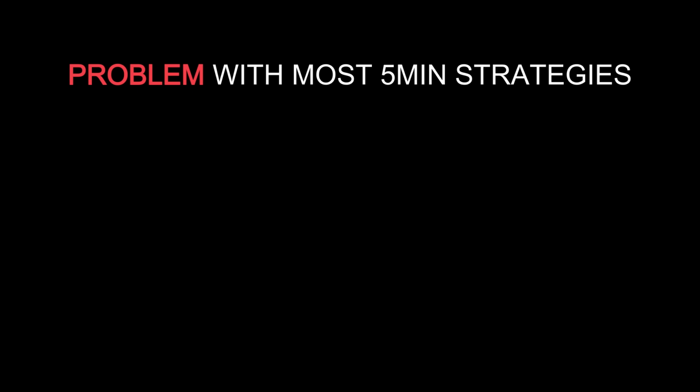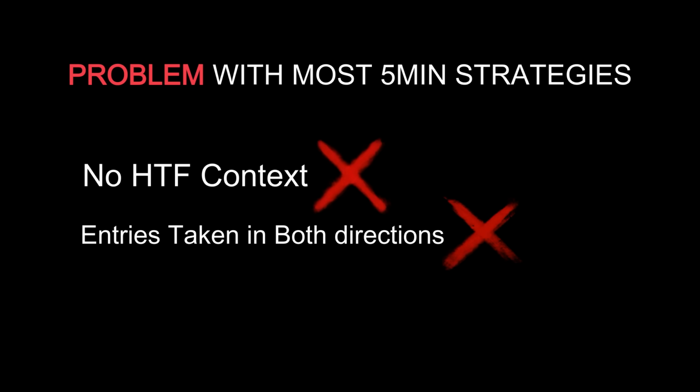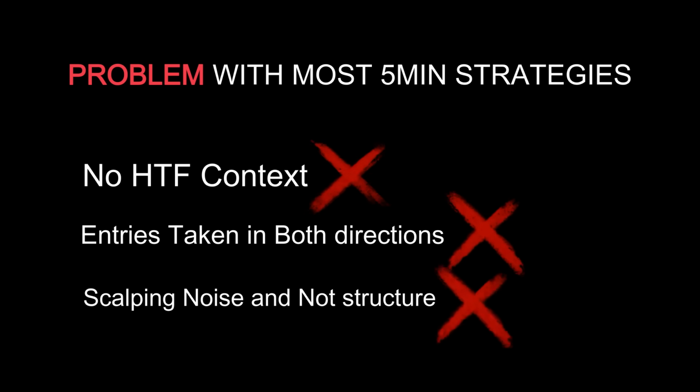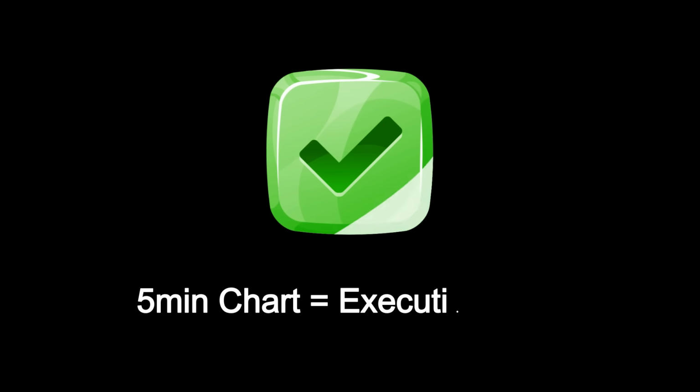Here's the problem with most 5-minute strategies. They have no higher time frame context. The entry is taken in both directions. You're scalping noise and not structure. The 5-minute chart isn't the issue. Trading it without bias is. When you give the 5-minute chart a job, execution only, everything changes.